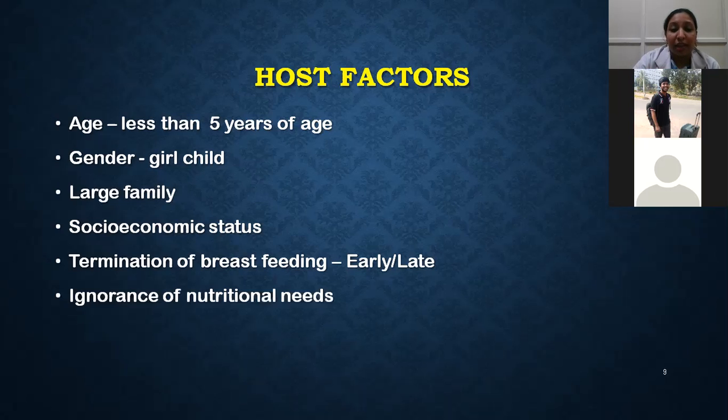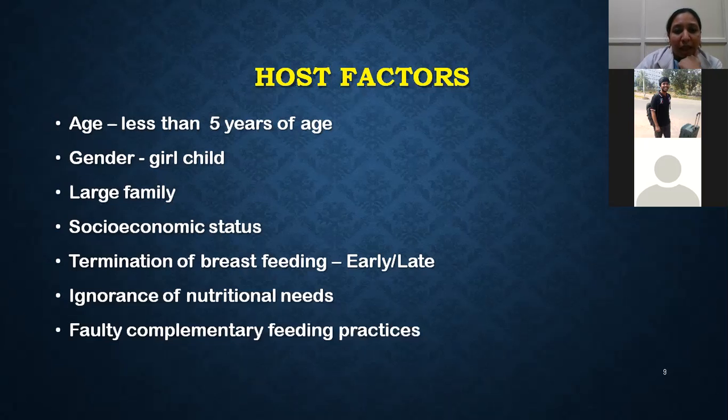Okay. Next, ignorance of the nutritional needs. Growing children require more amounts of energy, and especially protein foods are more important. So the mother who is taking care of children should be aware of the requirements of the children. According to the growing age, the mother should be able to provide proper nutrition to the children.